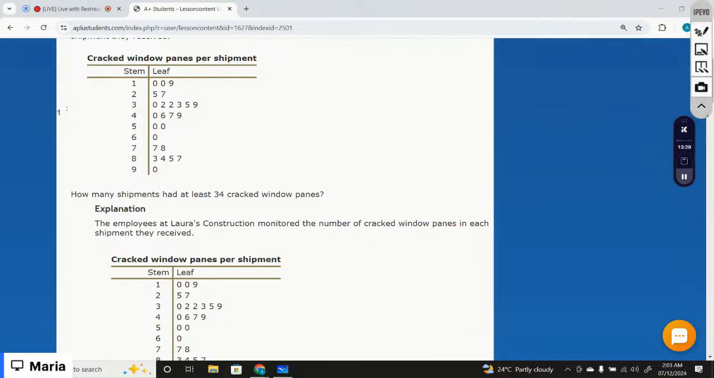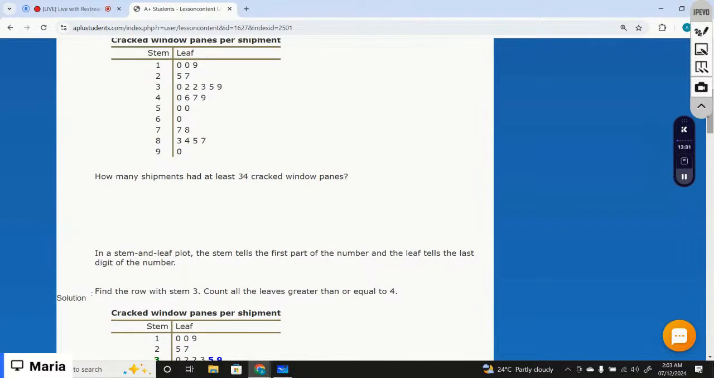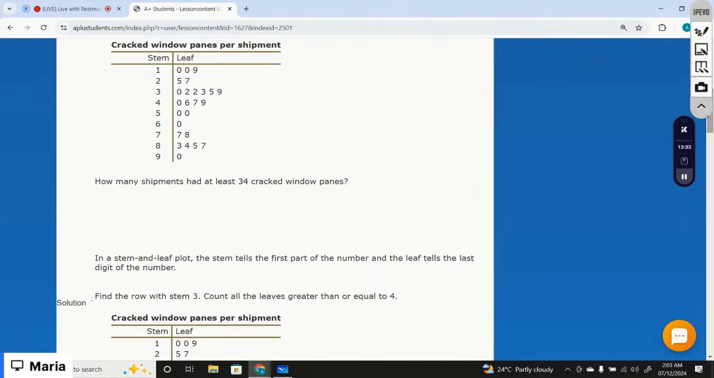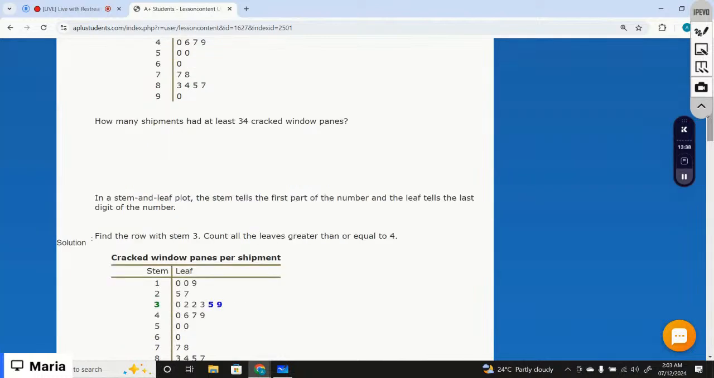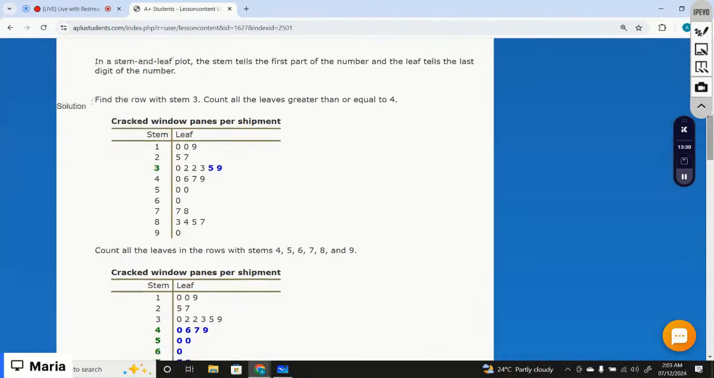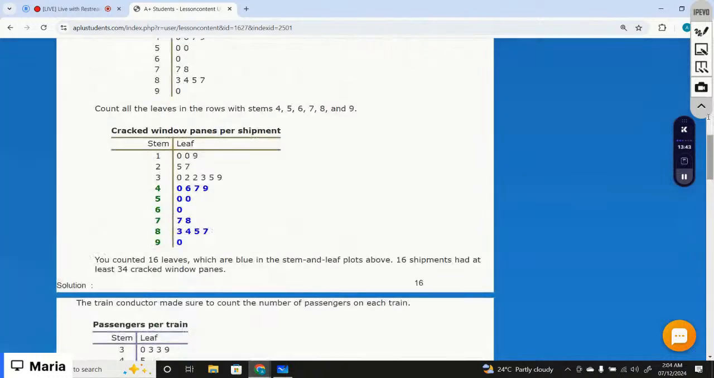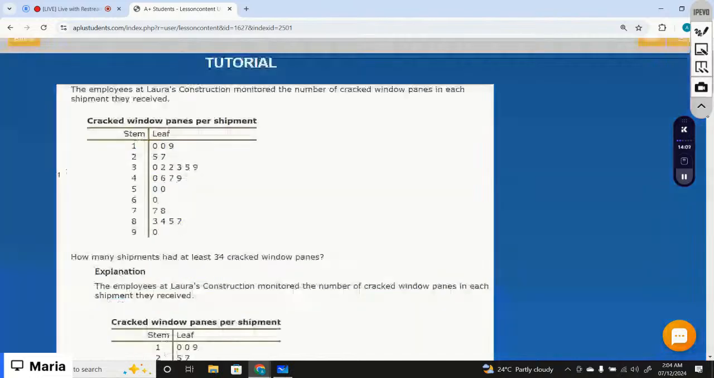So that means the correct option is 16. You counted 16 leaves in the stem and leaf plot above. 16 shipments had at least 34 cracked windows. Got it? The correct option is 16. You have to count all the numbers that are greater than 34. So they are 16. Let's just start with the test questions.